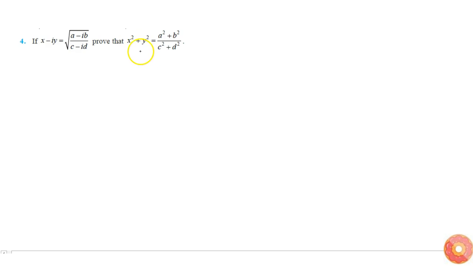We are asked to prove that x square plus y square equal to a square plus b square by c square plus d square. So the left hand side, LHS, is simply x square plus y square, which I can write as x minus iy into x plus iy. So that means I just need to find the conjugate of x minus iy. If I find the conjugate of this, I can simply write down the thing.